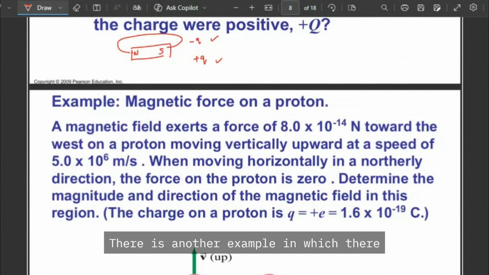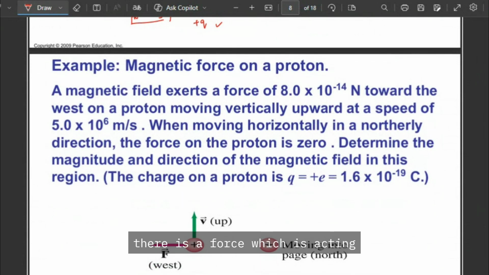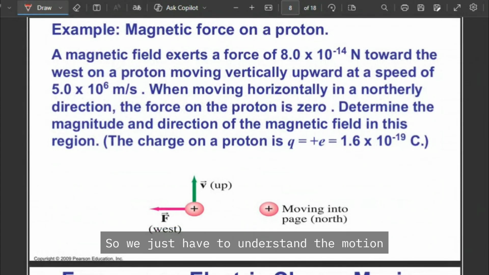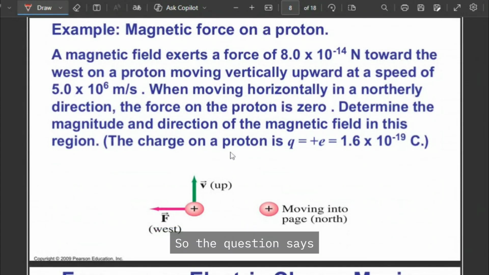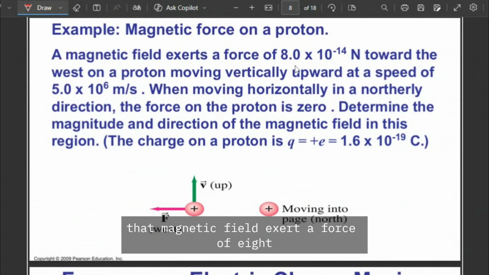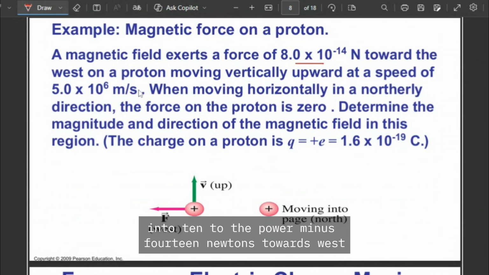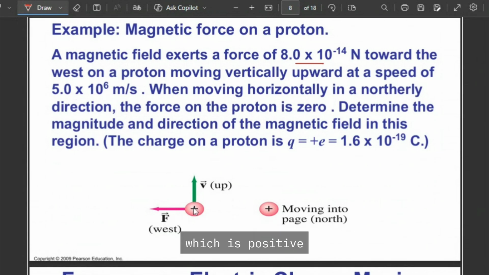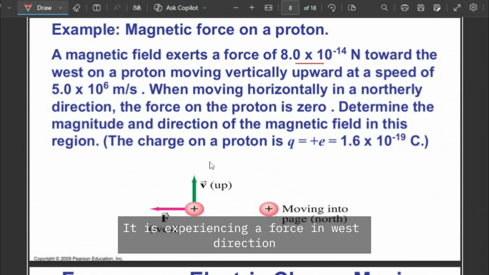There is another example in which there is a force which is acting. There is a magnetic force which is acting on a proton. So we just have to understand the motion. The question says that a magnetic field exerts a force of 8 times 10 to the power minus 14 newtons towards west. So there is a charged particle which is positive. It is experiencing a force in the west direction.